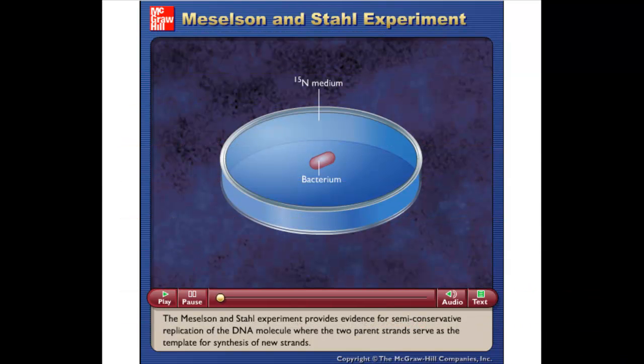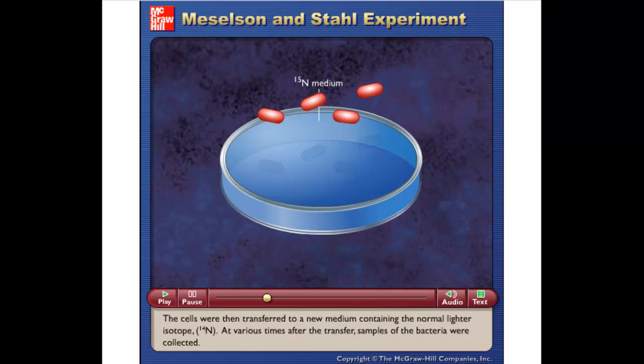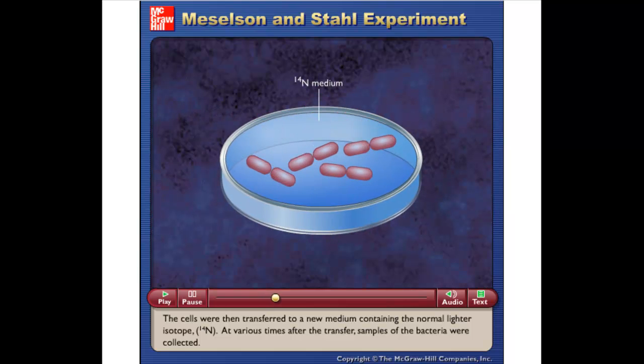The Meselson and Stahl experiment provides evidence for semi-conservative replication of the DNA molecule, where the 2 parent strands serve as the template for synthesis of new strands. In this experiment, bacterial cells were grown for several generations on a medium containing a heavy isotope of nitrogen, N15. The DNA in these cells therefore contained heavy N15 nitrogen. The cells were then transferred to a new medium containing the normal lighter isotope, N14. At various times after the transfer, samples of the bacteria were collected.